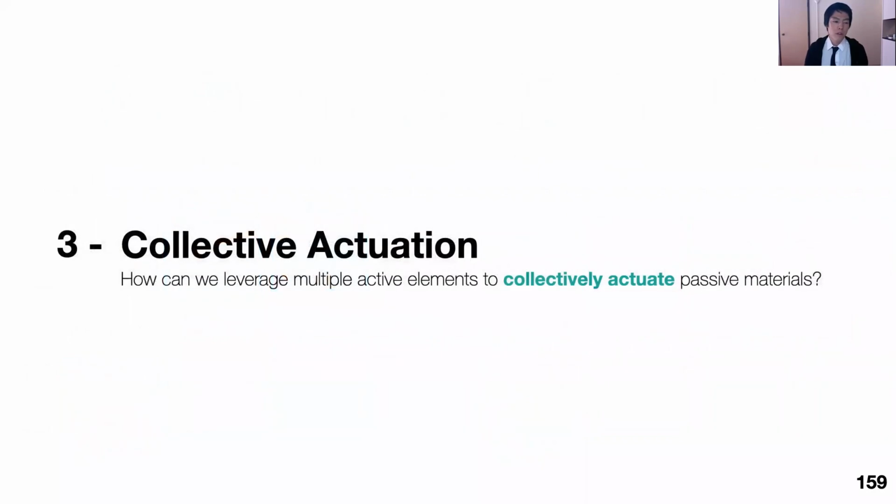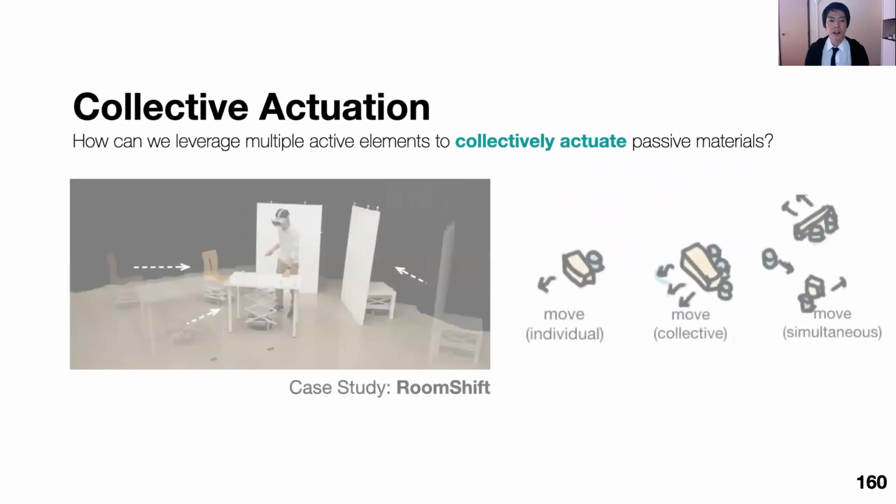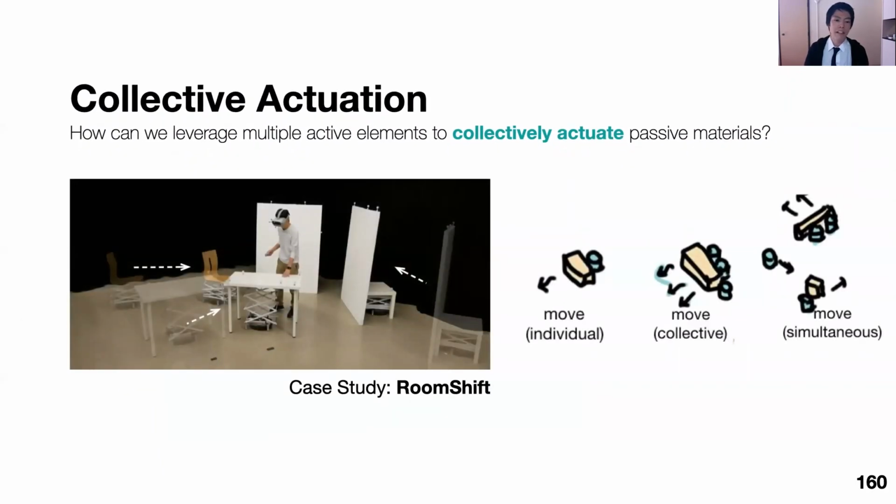So the third one is the collective actuation, which is how can we leverage multiple active elements to collectively actuate passive materials. So again, in my own work, I demonstrated this collective actuation through the RoomShift. And the RoomShift is leveraging the individual or the collective or simultaneous movements of static furniture. But again, these are only one example of the collective actuation.